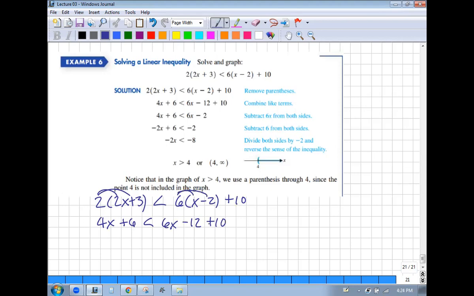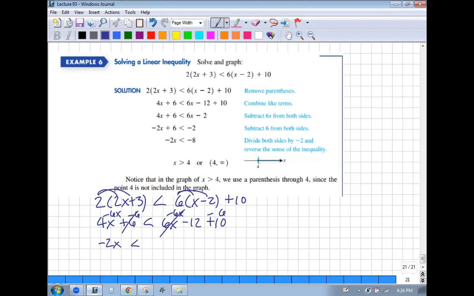Let's combine like terms. We can do two steps at once, right? I want all the x's over here, so let's get rid of the 6x from both sides, okay? And since this is going to go away, all my x's are going to be over here, let's get rid of this 6. I'm going to want to subtract 6 from both sides. So 4x minus 6x is negative 2x. I have a less than.